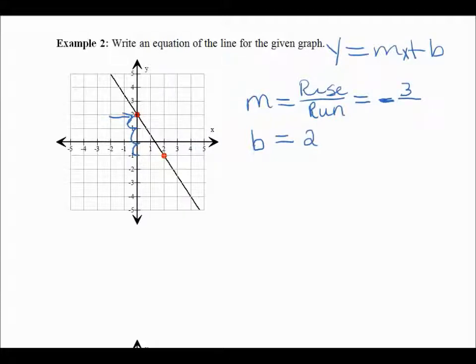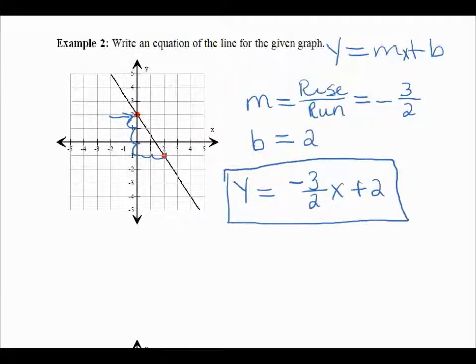And my run is going to be 2 units. So that means that the slope is -3/2. So now I have my slope and my y-intercept. I can write my equation. It's simply y equals negative 3 halves x plus 2.